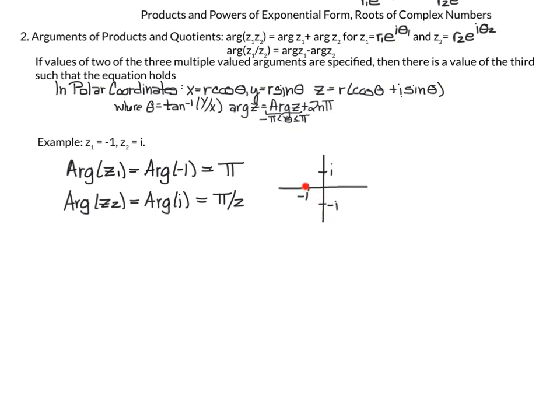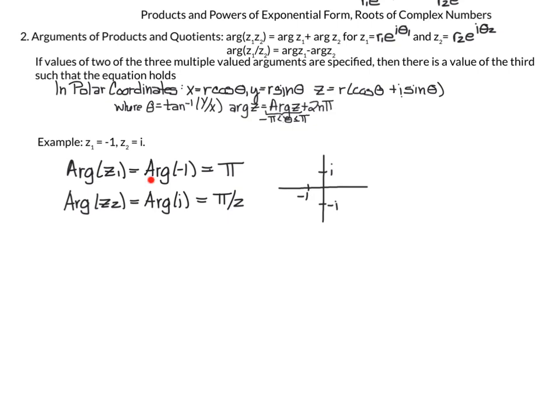So the argument of negative 1: starting here, we need to go around pi radians to get to negative 1. And then to get to i, we need to go over pi over 2 radians. So arg of z1 is equal to pi, and arg of z2 is equal to pi over 2.